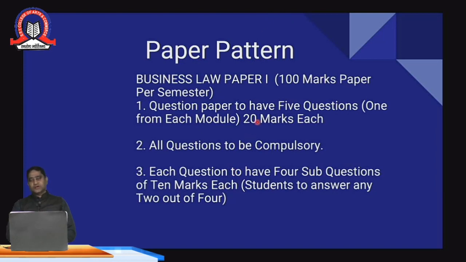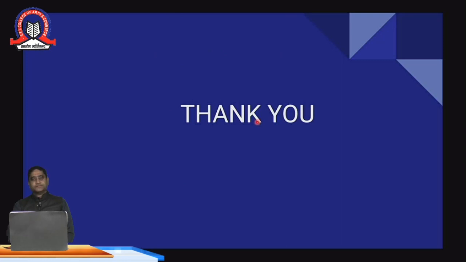So students, the business law paper pattern is only theoretical. 20 marks each question into 5 questions makes 100 marks. There is one question of 20 marks from each unit, that is from unit 1, unit 2, unit 3, unit 4 and unit 5. Under each question there would be 4 sub questions, and from those 4 you have to answer any 2.